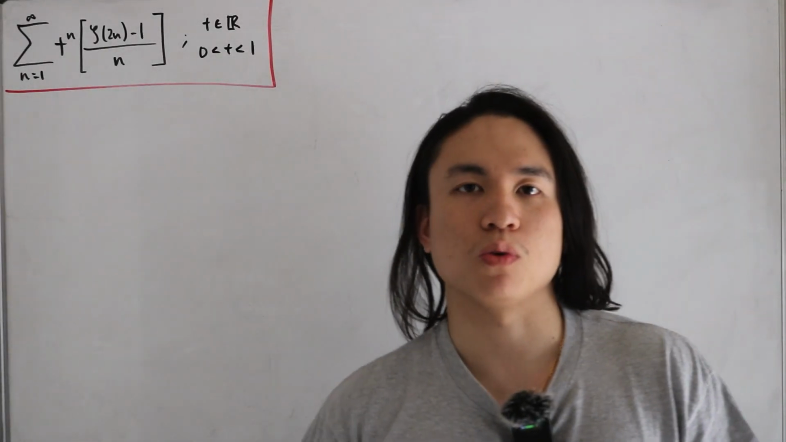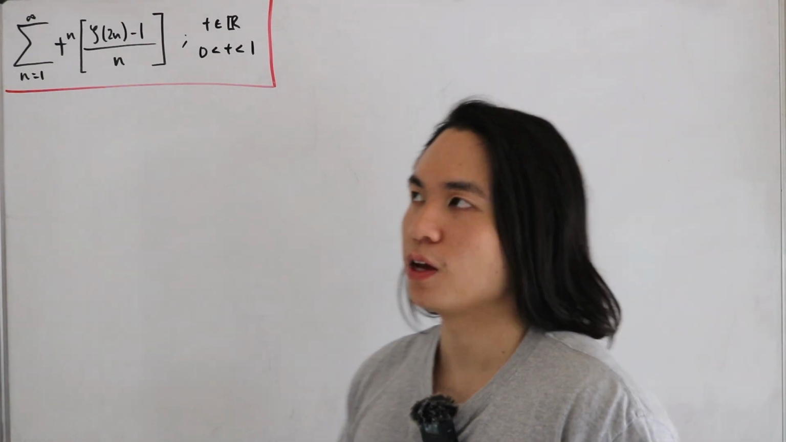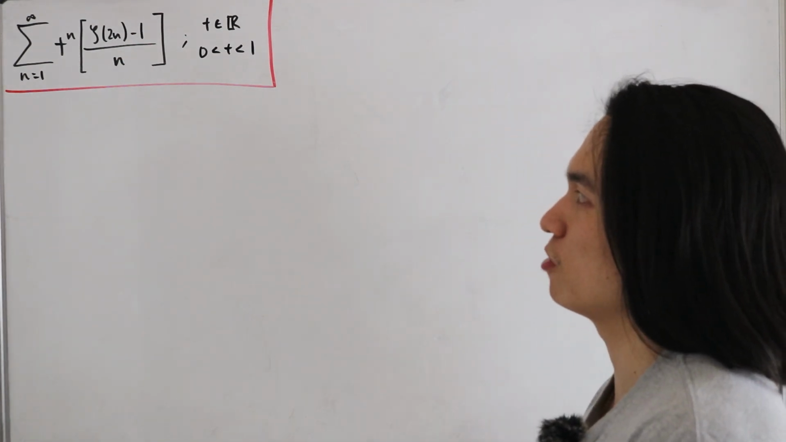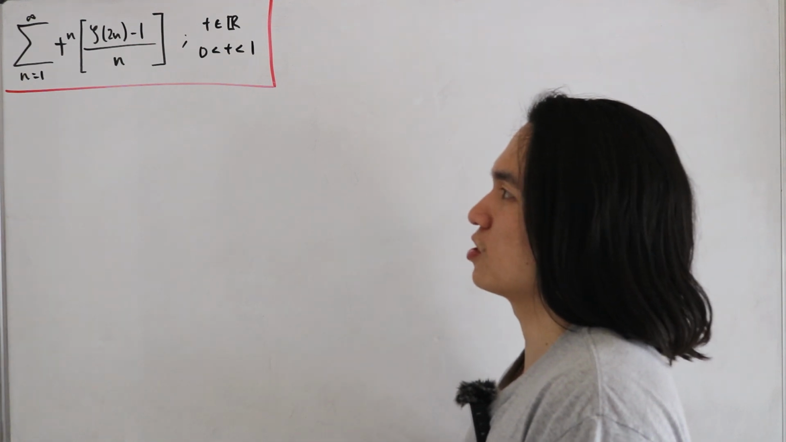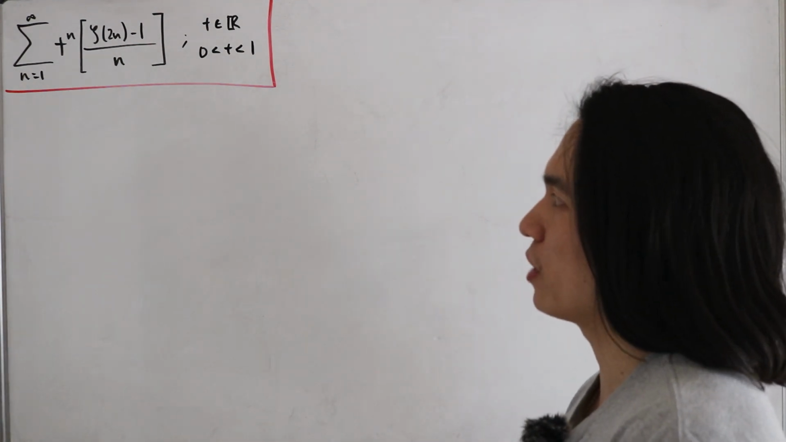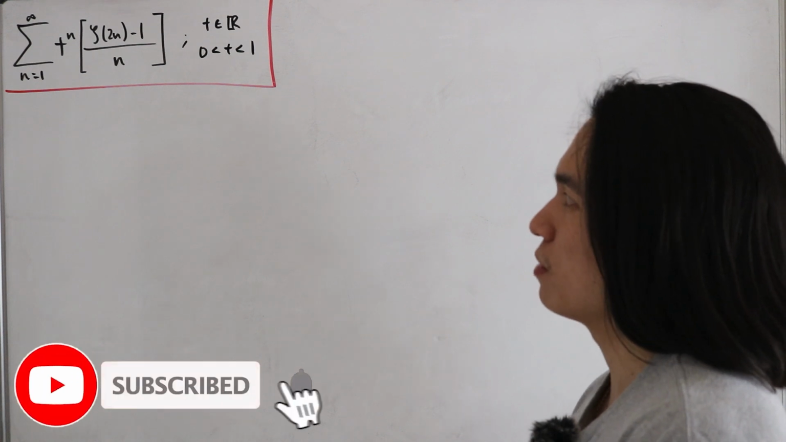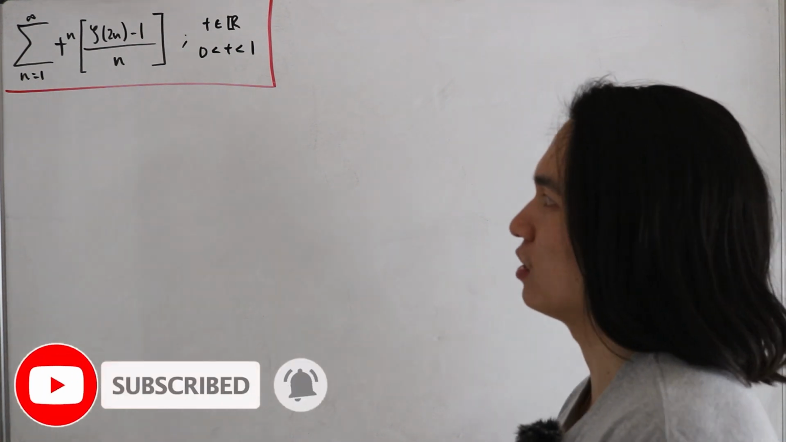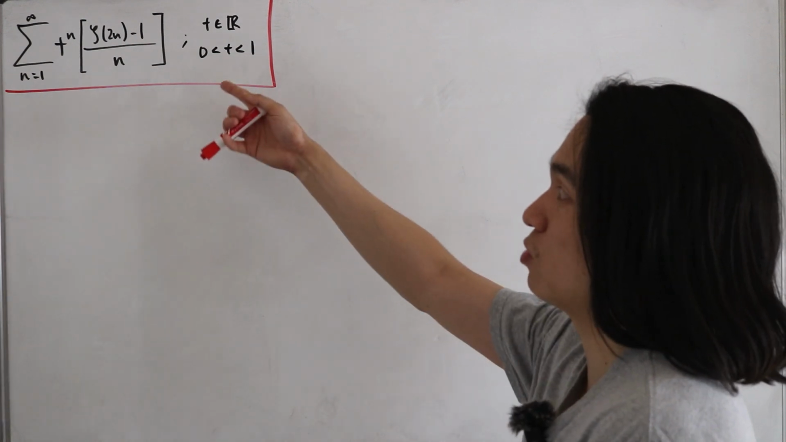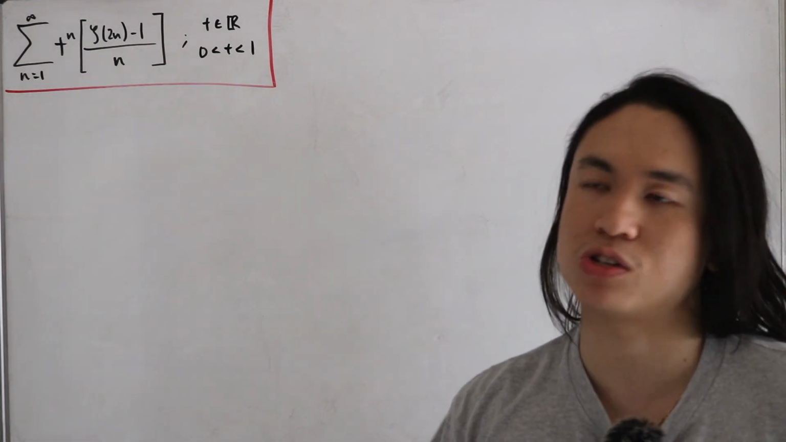Okay, so we'll go back to another video. Here's a nice little infinite sum we want to calculate that actually involves the Riemann Zeta function. We have that the infinite sum starting at n equals 1 to infinity of t to the power n multiplied by the Riemann Zeta at 2n minus 1, and then divided by n. Of course, our parameter t can be any real number between 0 and 1, non-inclusive.